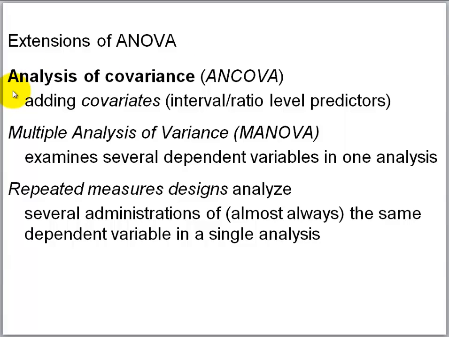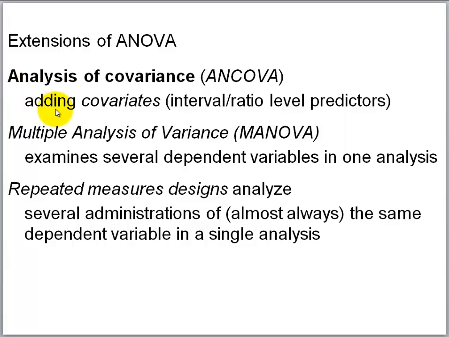Something called the analysis of covariance adds interval ratio level predictors to an ANOVA. So in our ANOVA we had, for instance, two factors. One was handicap status, the other was foster parent status. Each of these is a categorical variable. Each of these is a dichotomous variable. And basically, as we use them in the ANOVA, each of these was defining groups.